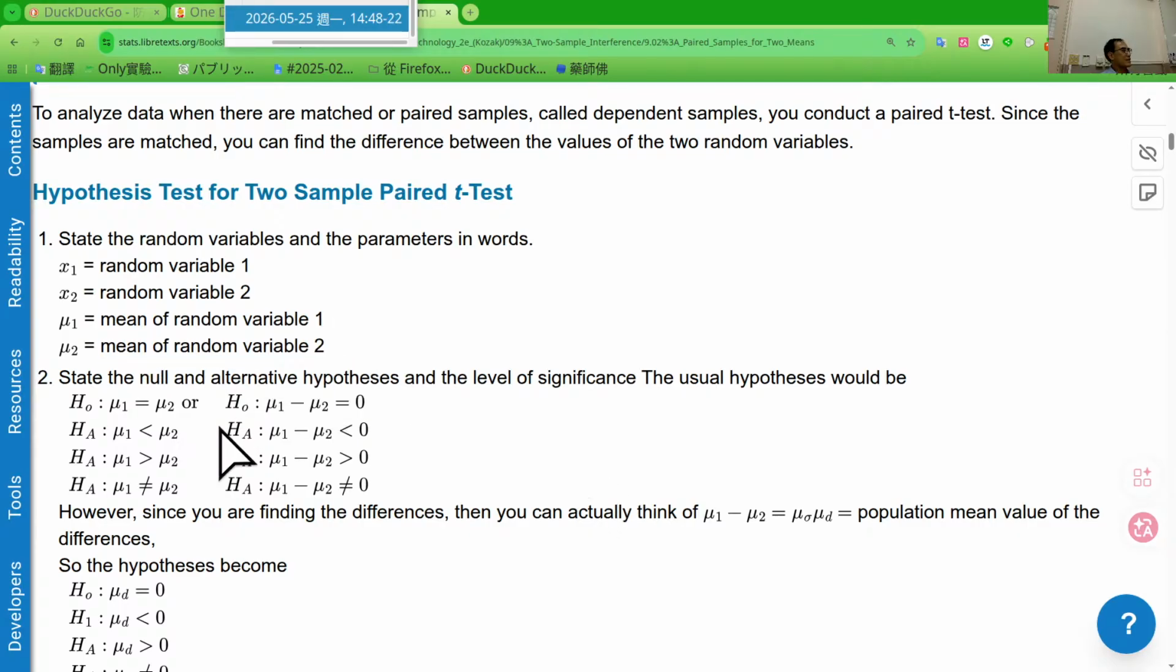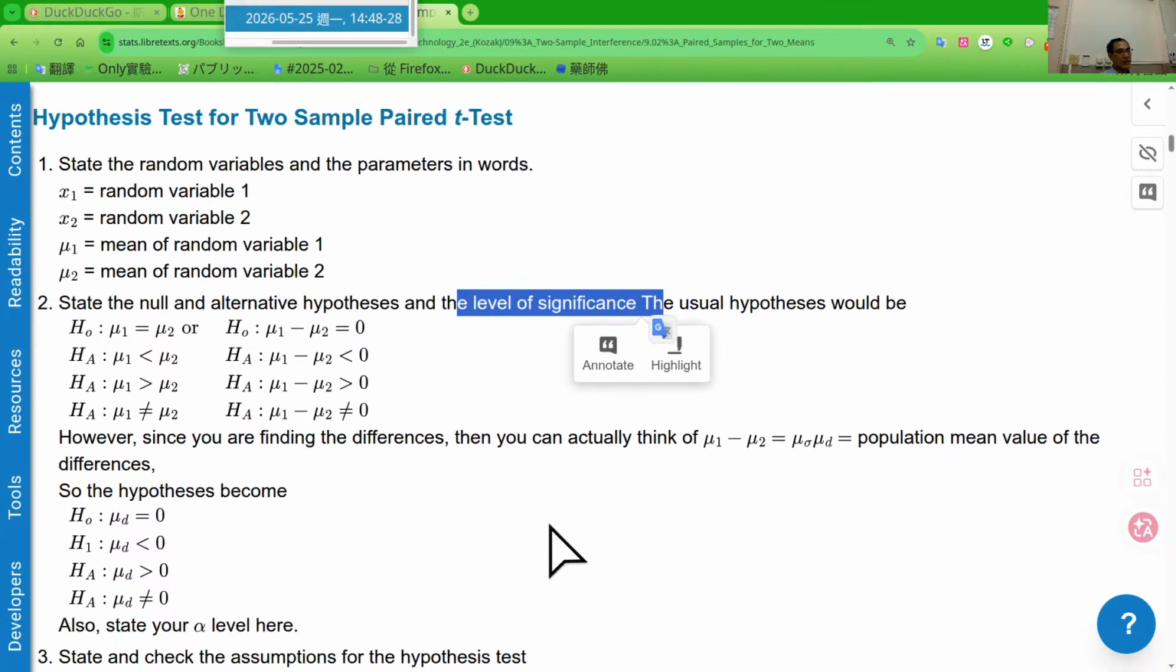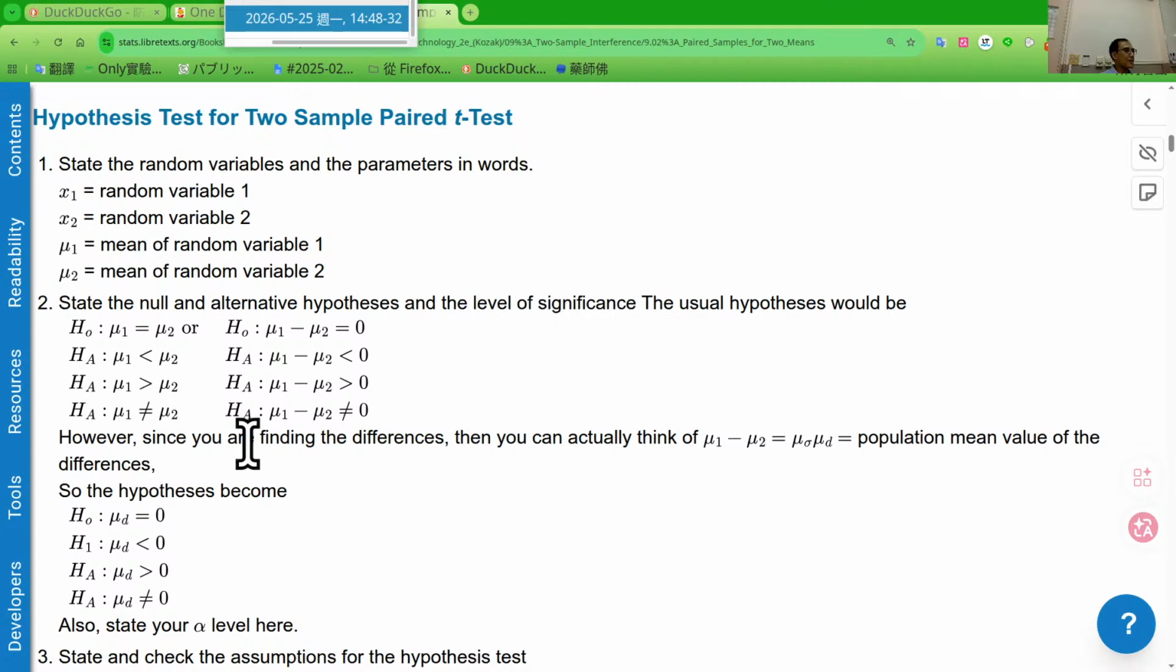Set the null hypothesis and alternative hypothesis and the level of significance. Generally, the level of significance can be 0.05, or we call it 5%. First one, null hypothesis, mu1 equals mu2. Alternative hypothesis, smaller than, greater than, or not equal to.